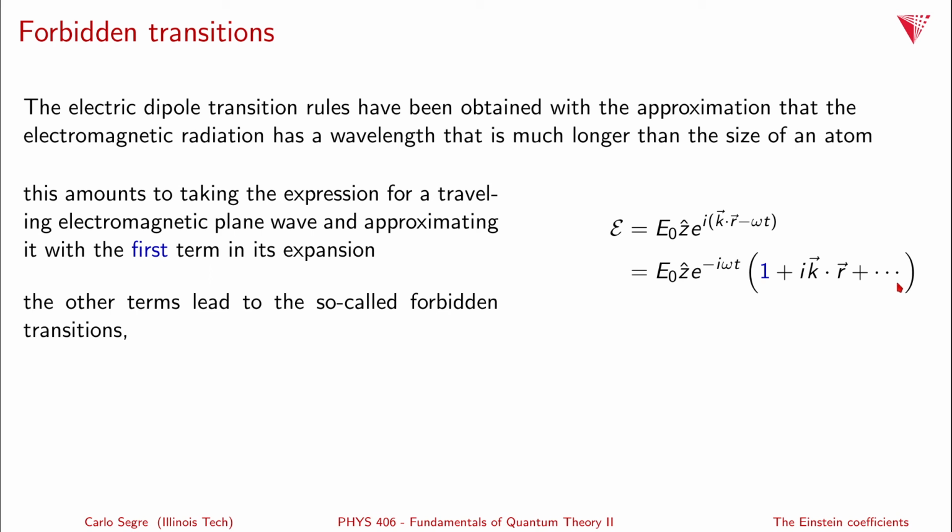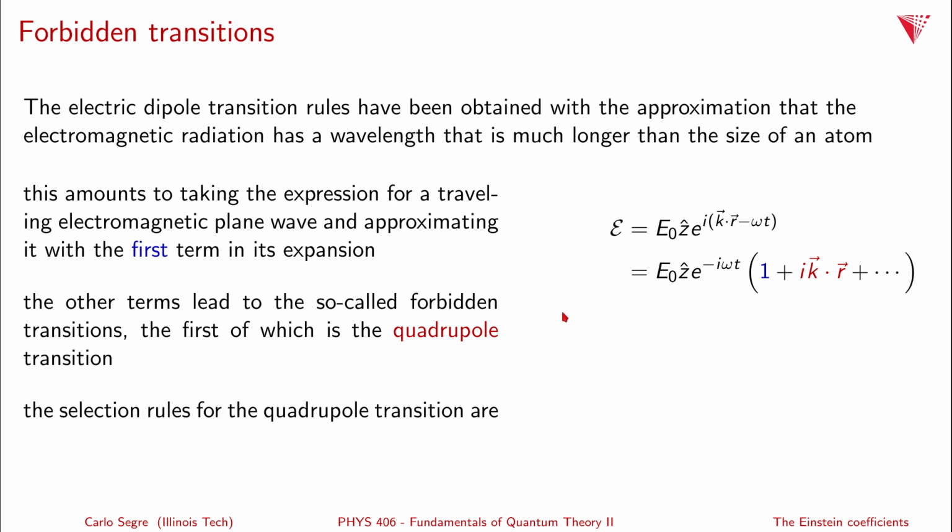All the terms that are represented by the dot, dot, dot here are so-called forbidden transitions. Not because they're truly forbidden, but because they're not in the dipole approximation. The first term of which is the quadrupole transition. So the selection rules for the quadrupole transition are a little bit different.